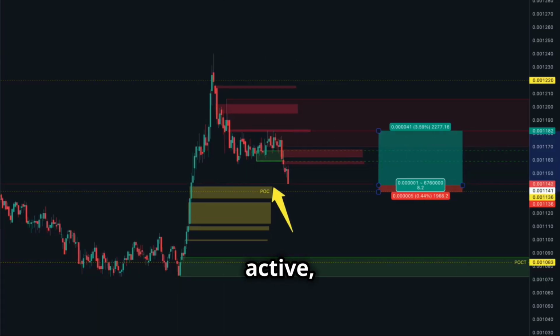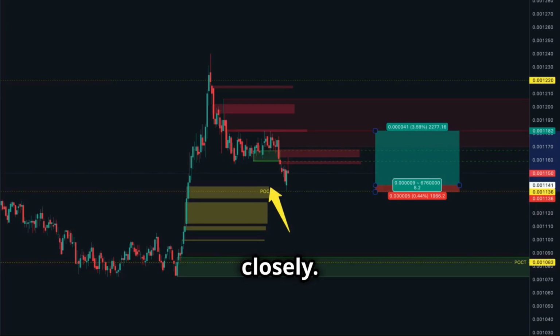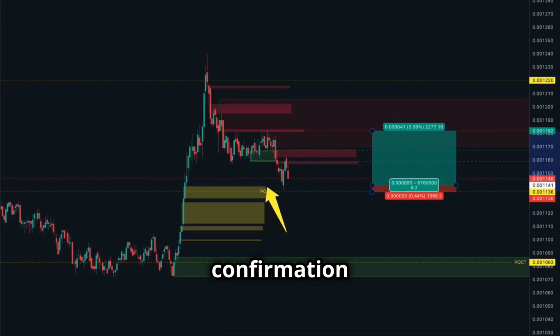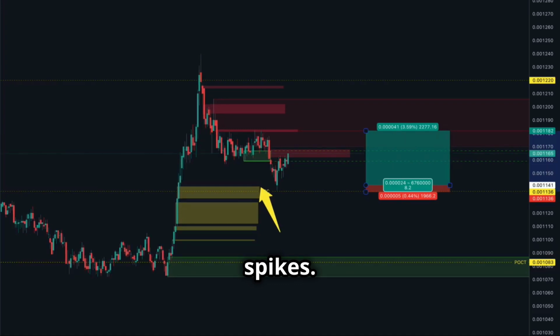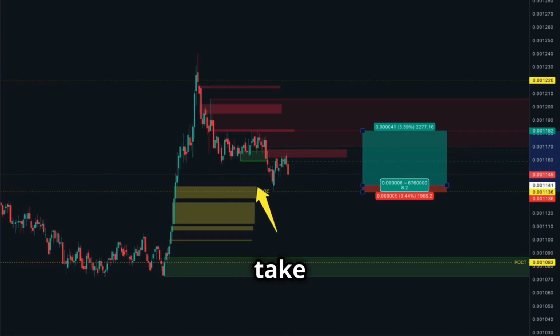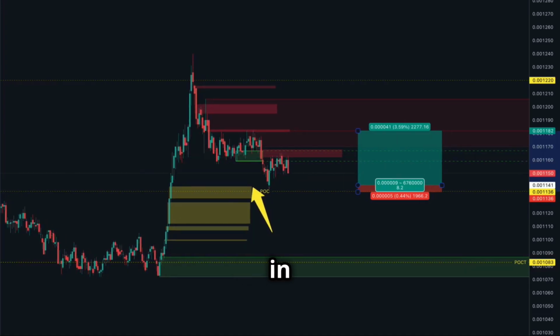Once your trade is active, monitor price action closely. Look for confirmation signals like rejection wicks or volume spikes. Raise your stops or take partial profits as needed to lock in gains.